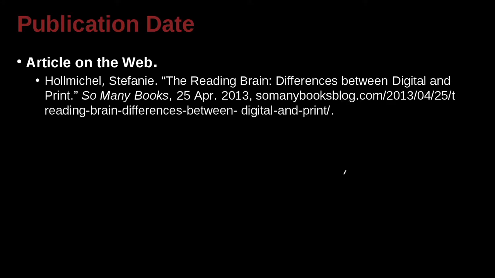How about an article on the internet in general? So here we have the author's name. And then we have the name of the article. And then we have the name of the website or the name of the blog. And then we have the exact date that the article was published. And then we have the address of the exact location. This is where we can find the article. And then we end with a period at the end.